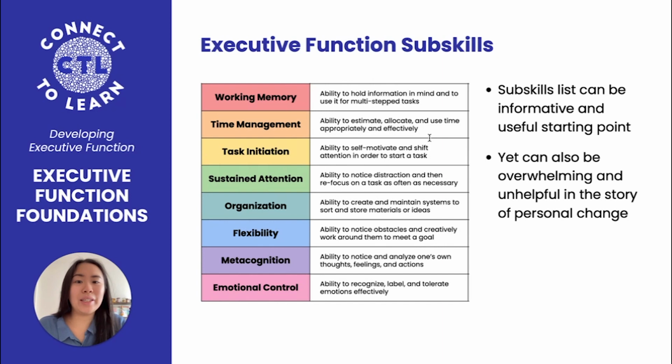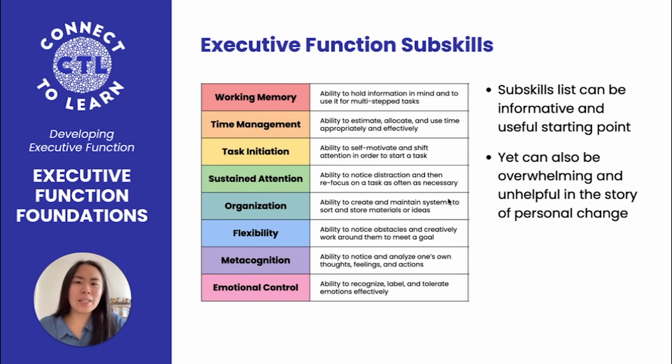Often when defining EF, people are given a longer list of sub-skills that might include things like working memory, time management, organization, and so on. A list like this can be helpful and informative in understanding what EF is really composed of. It's a great starting point to learn about how skills and difficulties can manifest. However, it can also get overwhelming to look at all of these as separate parts under the umbrella of EF.